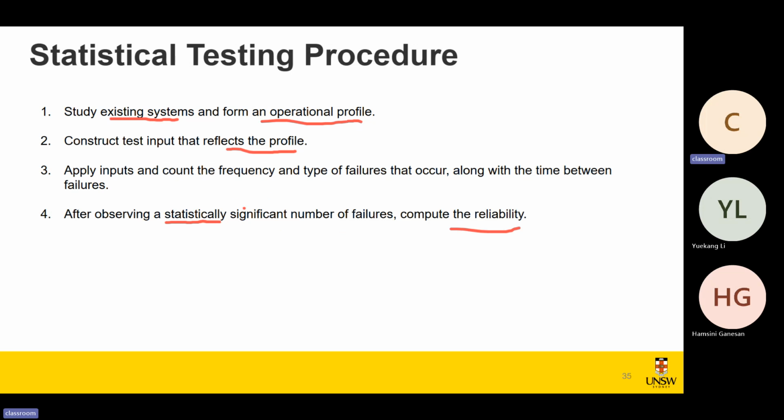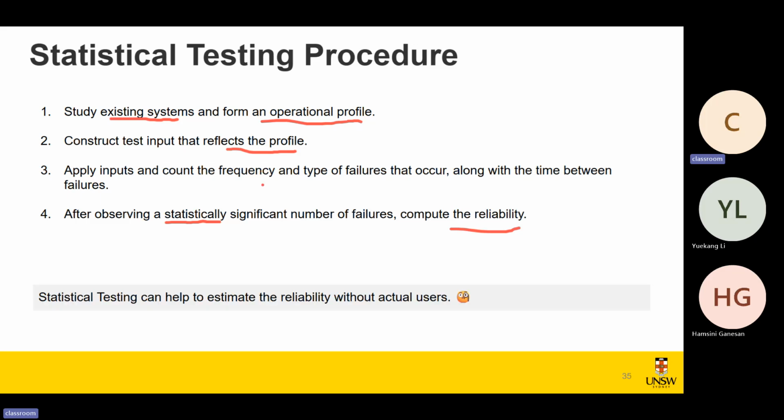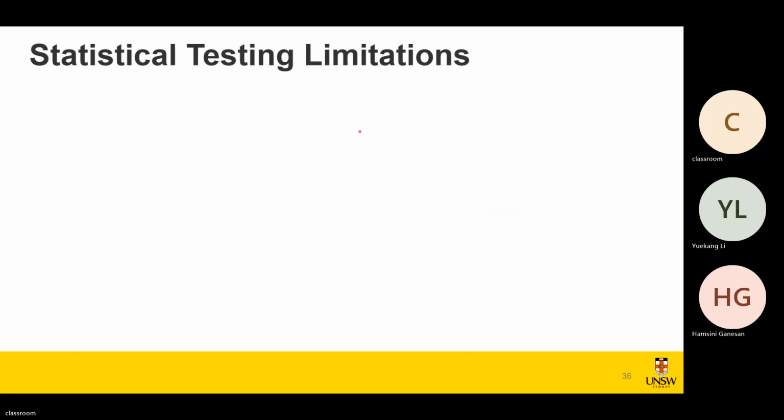So accordingly, using those metrics. So these are the 4 steps. So this can help us to estimate the reliability without actual users. But this requires the operational profile to be as realistic as possible. However, there are some limitations of doing this kind of statistical testing for reliability as well.